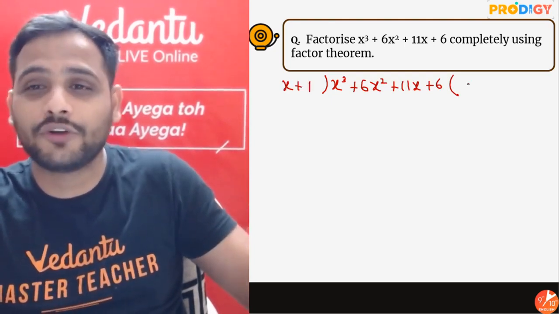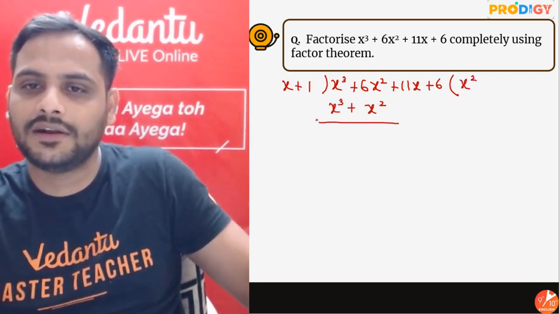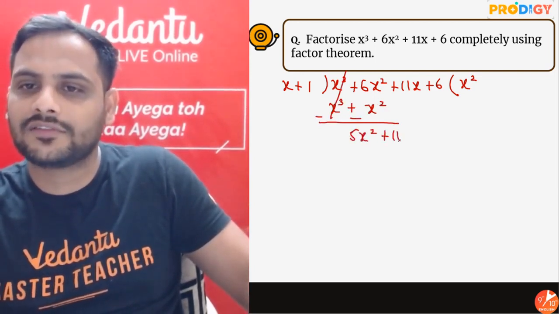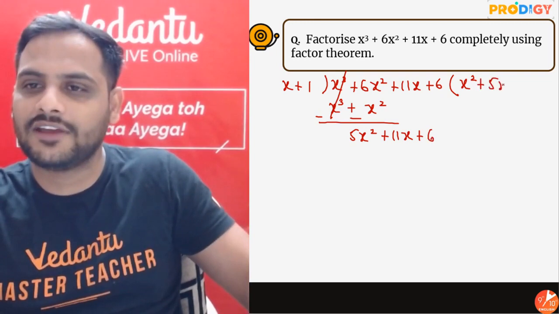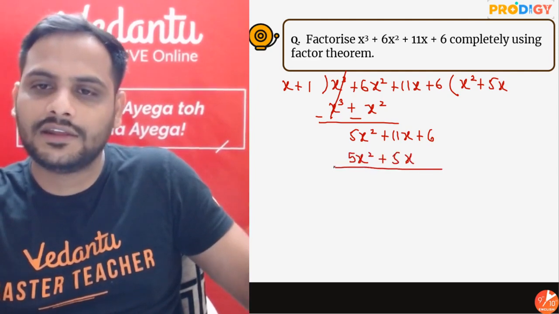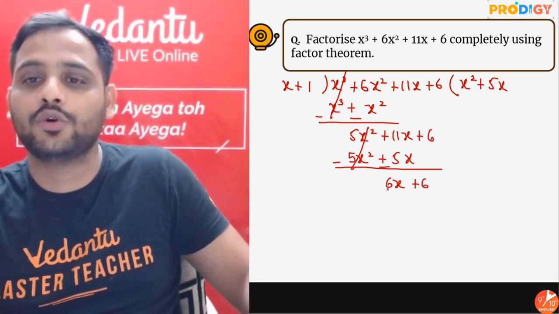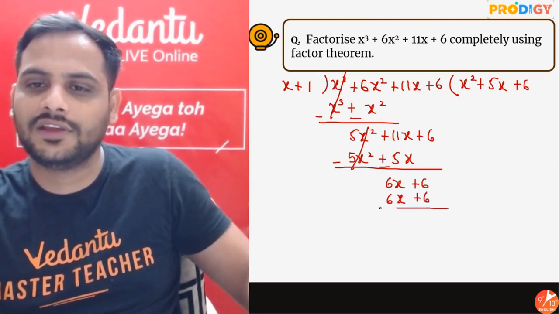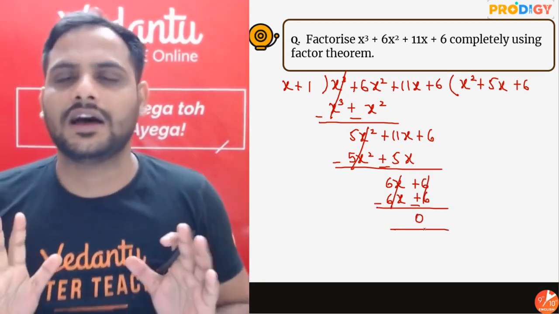How do I create x cube from x? Multiply with x square. So x cube plus x square. Multiply there. Subtract, subtract, got cancelled. 6 minus 1 is 5x square plus 11x plus 6. How do I create 5x square from x? Simple, multiply with 5x. So 5x square, and 5x into 1 is plus 5x. Again subtract, subtract, change the sign. 11 minus 5, 6x plus 6. How do I get 6x from x? Multiply with 6. So 6x, 6 into 1 is plus 6. Again subtract, subtract, change the signs. It will be equal to 0. Remainder 0. Our division is over.